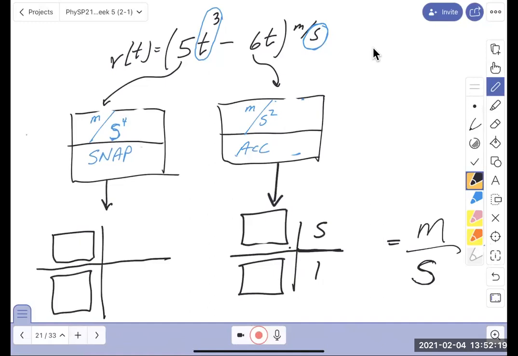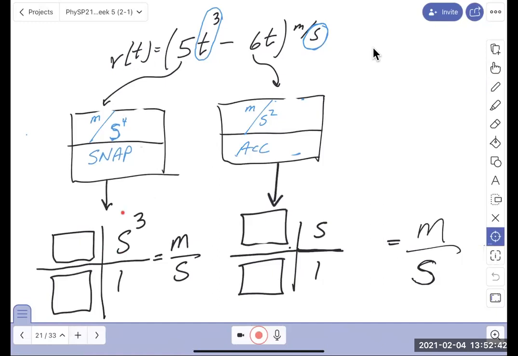I know what I want to end up in, and sometimes this is good because it's not always kinematics. Sometimes you end up with newtons, or newtons per meter. And then, let's see, that's going to be meters per second, because it's velocity. And so I know that in this first one, I have seconds cubed. The question is, if I have seconds cubed and I'm trying to have meters per second, how am I going to do it? Well, this has to be meters.